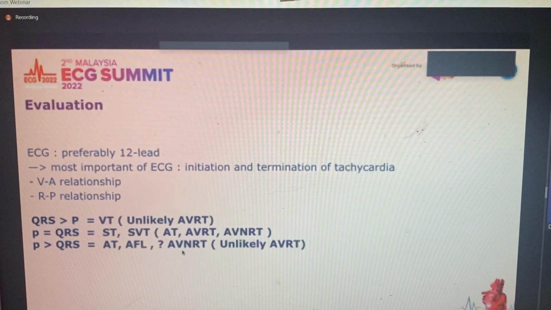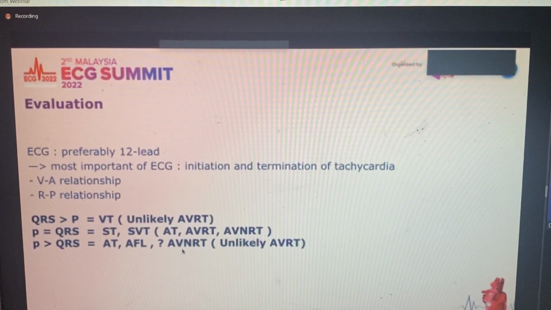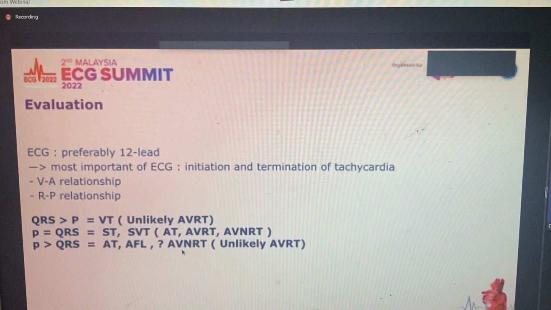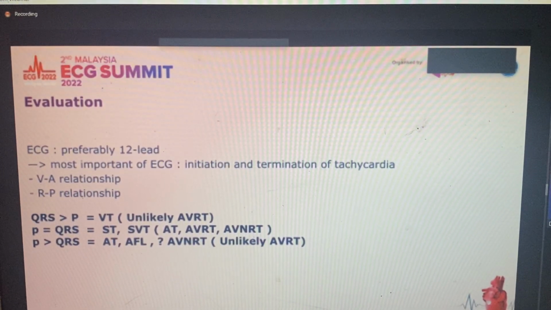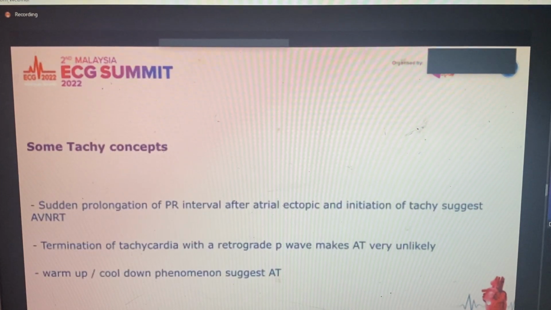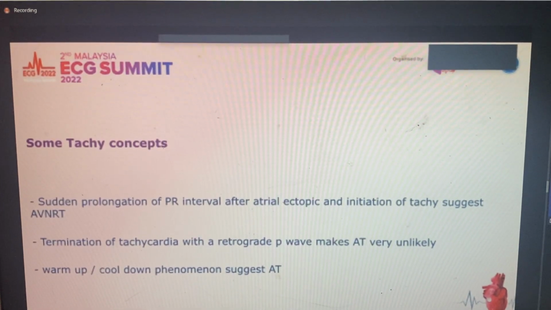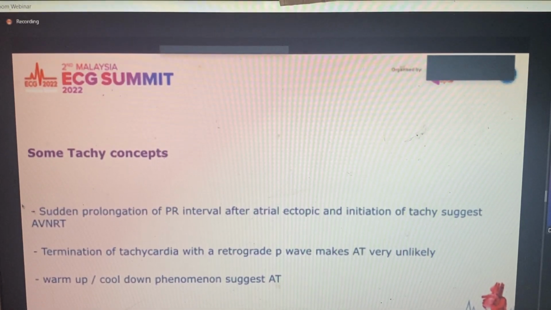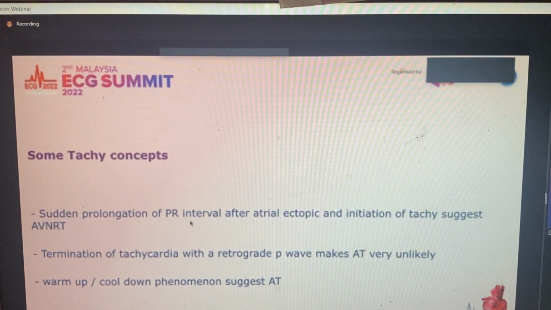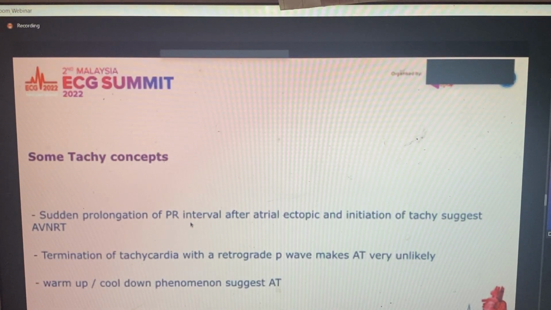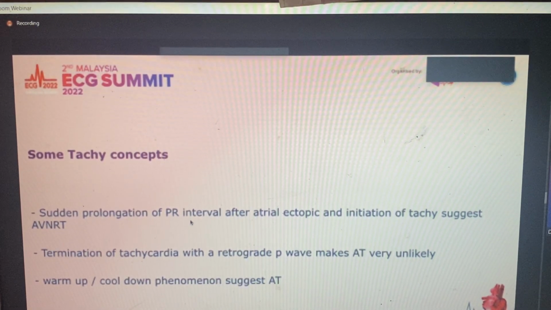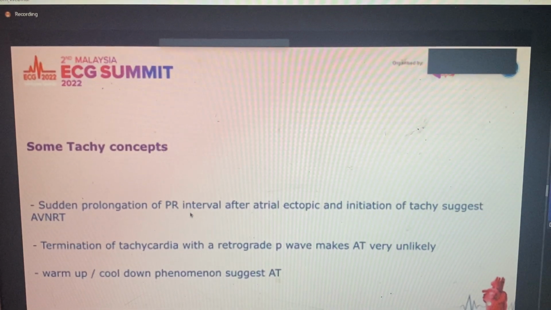I think Dr. Xiao had mentioned it earlier, 1P to 2 QRS. That is rather rare as well, so I think we'll leave that for later. Some important tachy concepts: when you look at the ECG and you see an initiation of the tachycardia, and if there is a sudden prolongation of the PR interval after an atrial ectopic which comes earlier than the next P wave, that initiation actually suggests AVNRT, and I will show you an example later.